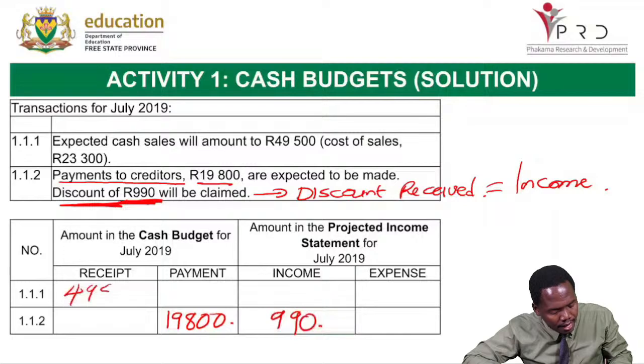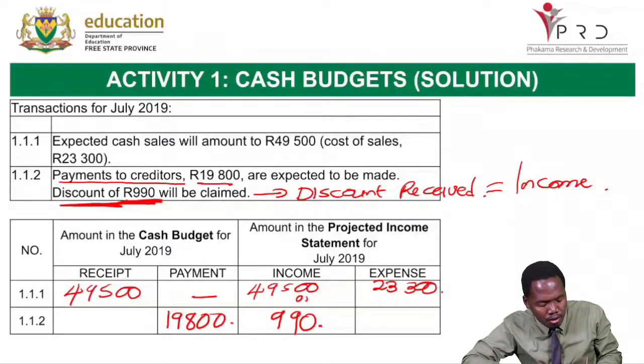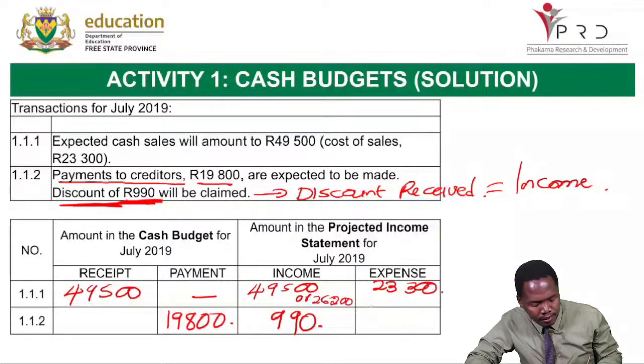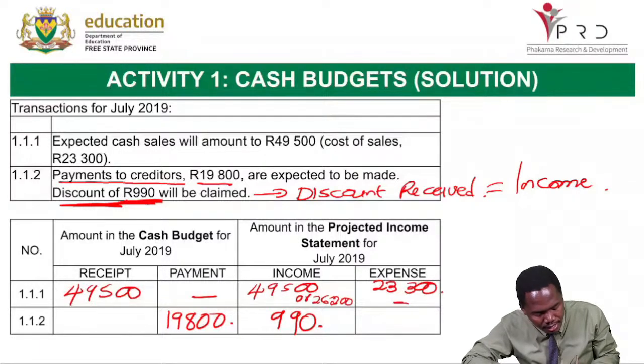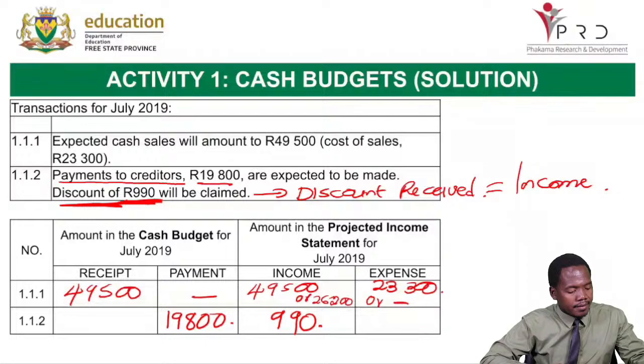Remember, here we had 49,500. Here we had 49,500. Here we had 23,300. Okay, or there was something like 26,200 here. Let's double check it again. Minus 23,300. Yes, 26,200. Okay, and then there was nothing here. Now let us look at the other part.